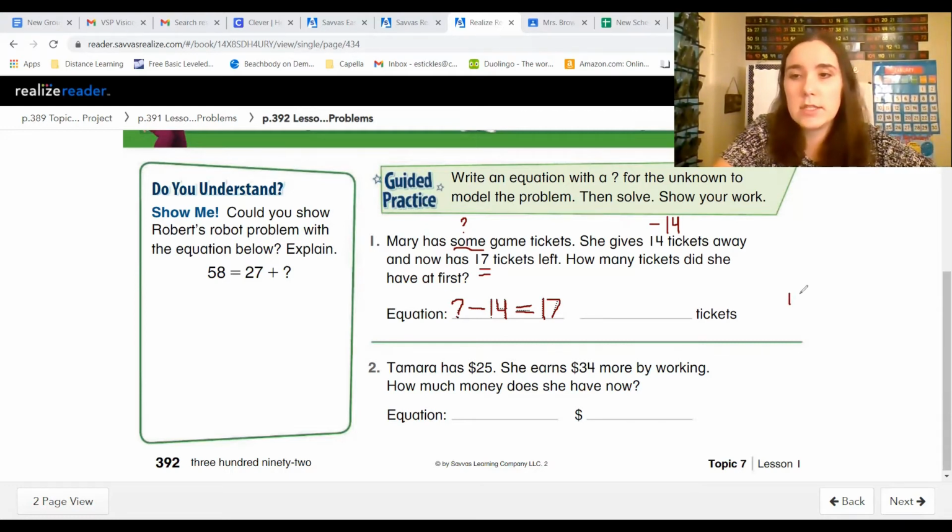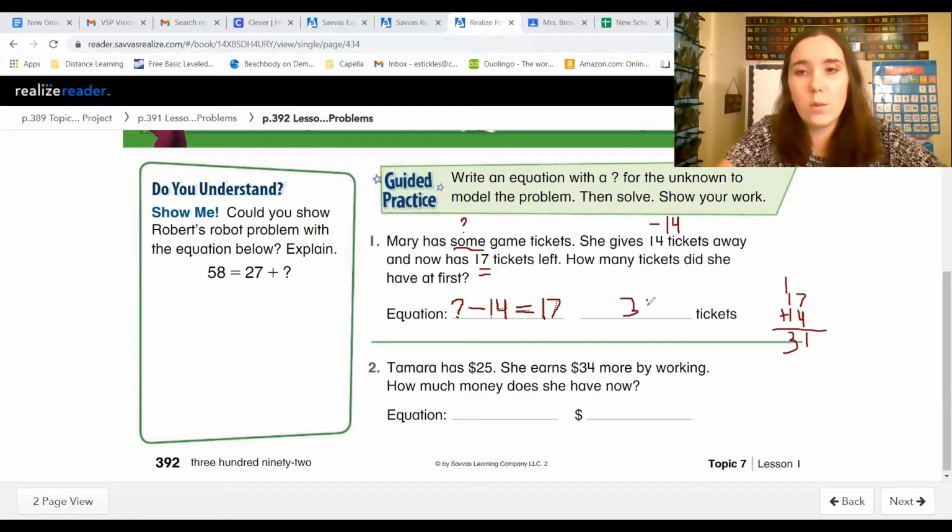So I'm going to do 17 plus 14 right over here on the side. And let's see, 7 plus 4 I know is 11. So 1 one and 1 ten. And then I have 3 tens, so 31. So she started off with 31 tickets. So our unknown number was 31. You can even write this over the top if you want to. 31, and then she gave away 14 tickets, and now she has 17 left.